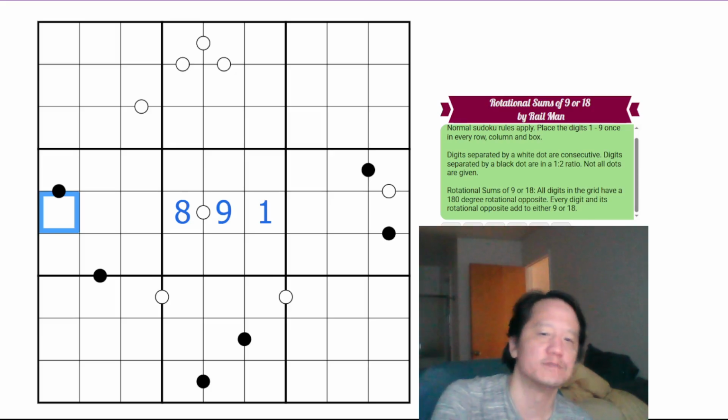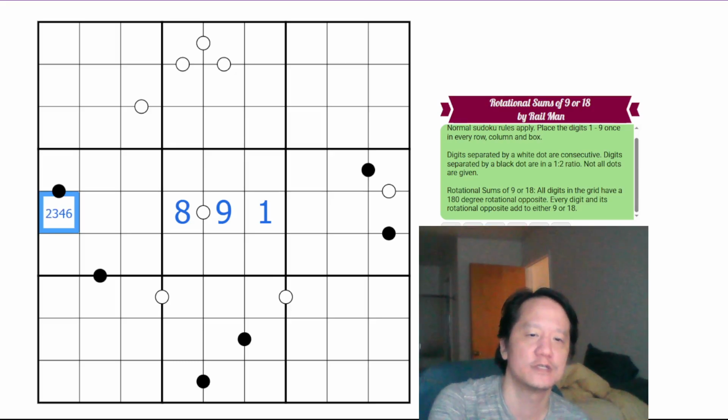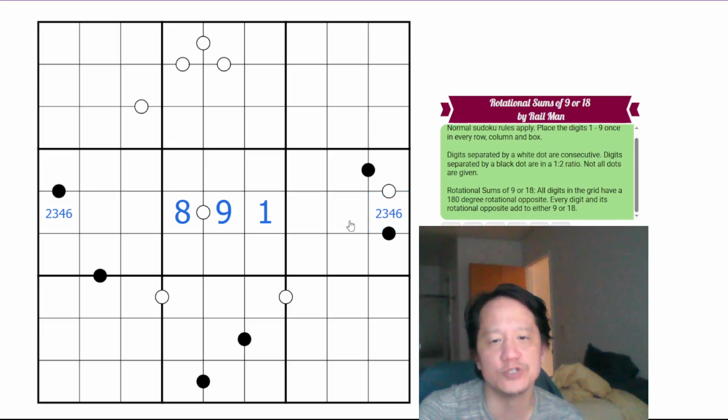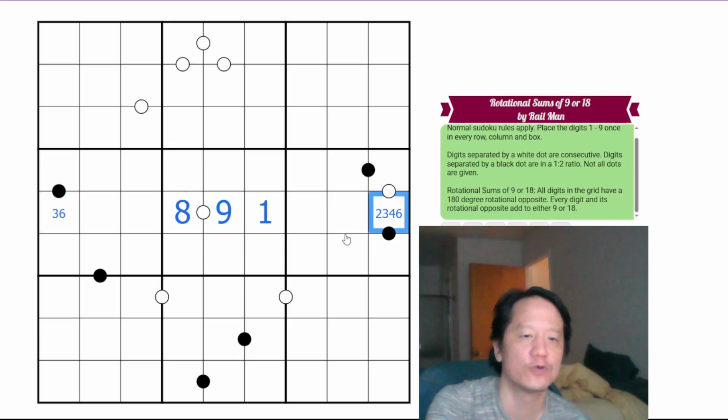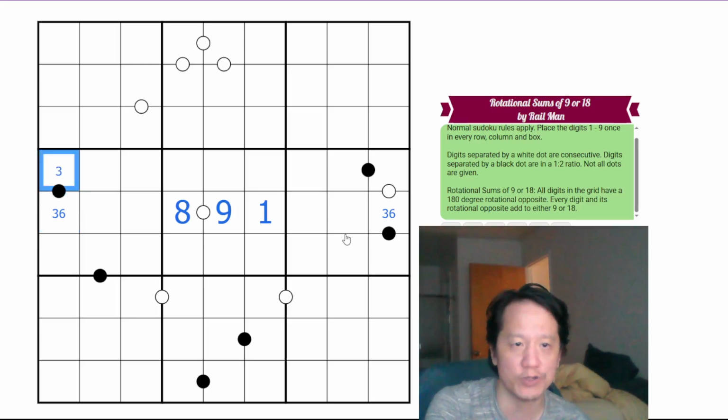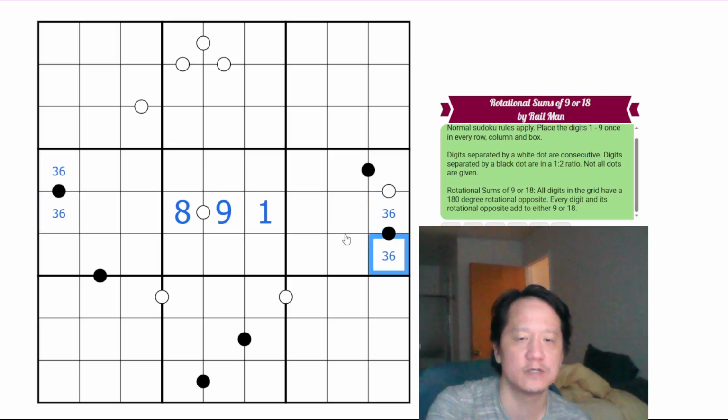Well, that means this must be 2, 3, 4, or 6 here. And this must be 2, 3, 4, or 6. And these two digits must add up to 9. So we cannot have 2 or 4 here, because 3 and 6 are the only digits which add up to 9 there. 3 and 6 is in a 1 to 2 ratio, only with 3 and 6. So this must be 3 and 6 here.